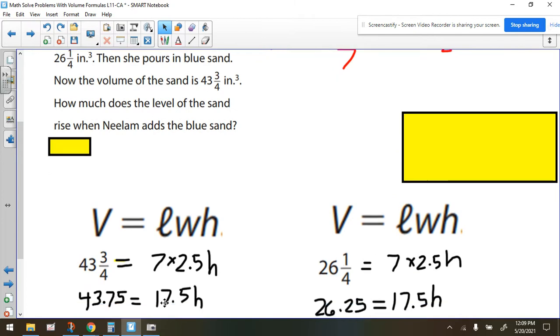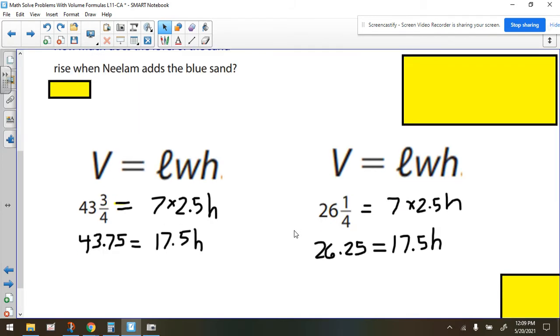And we're still going to get that 17 5/10 when we simplify these two numbers. 7 times 2 5/10 is 17 5/10. And let's turn this into a decimal. This is a decimal, would look like this, 43 75/100.